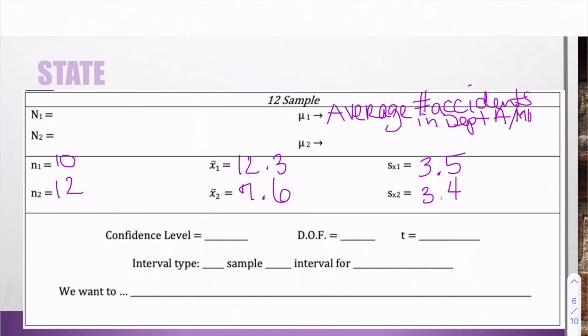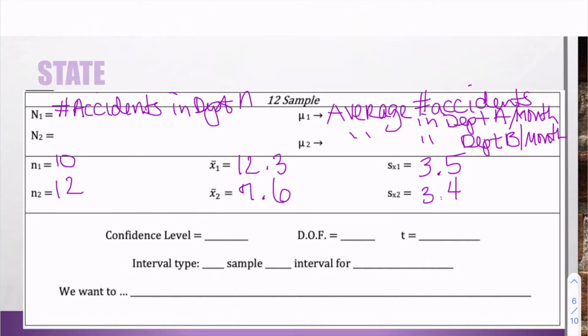And then the same thing with department B for mu sub 2. So we don't actually know the number of accidents for each of those, but this would be the population total number of accidents in department A and the total number of accidents in department B.